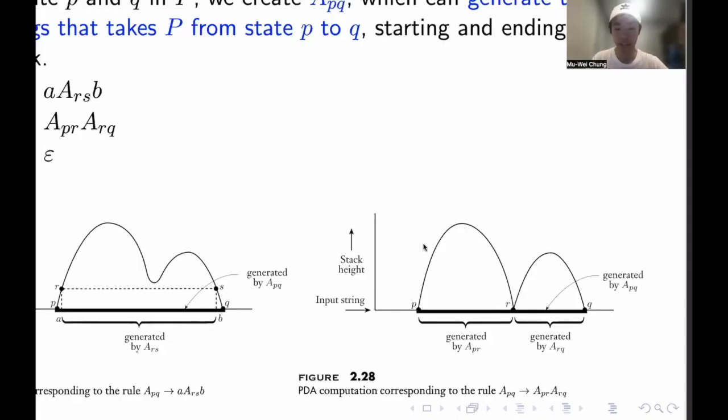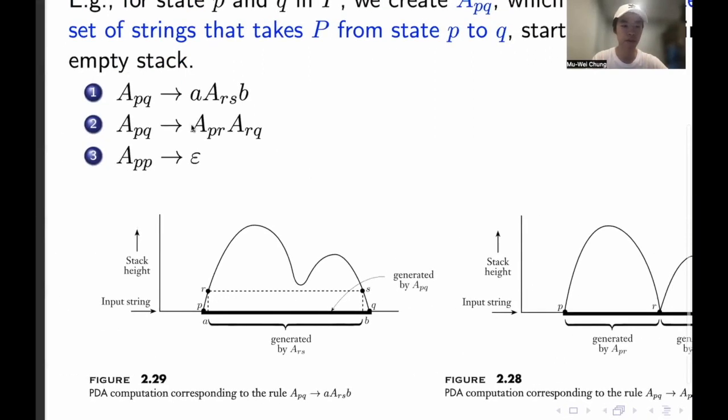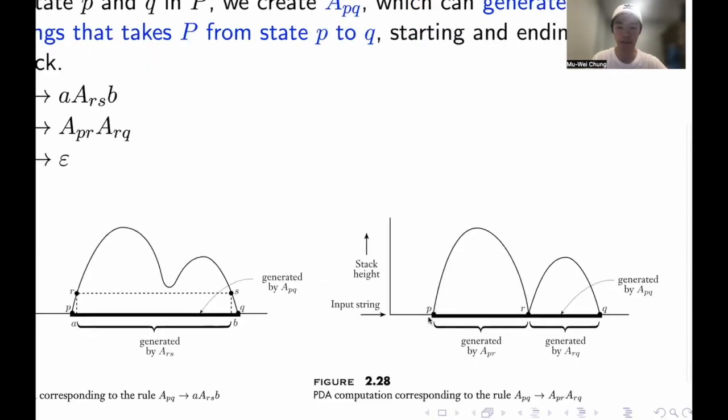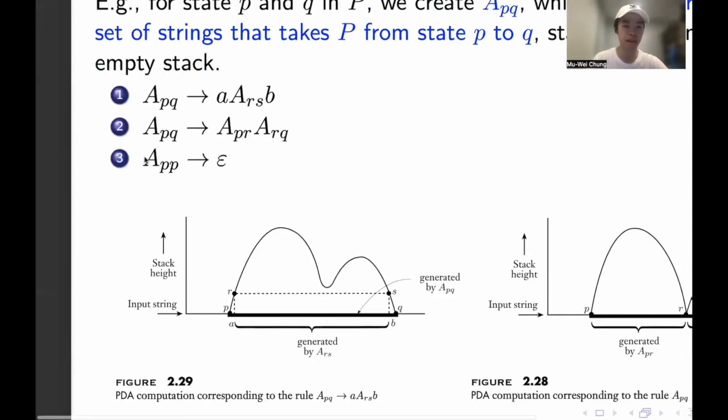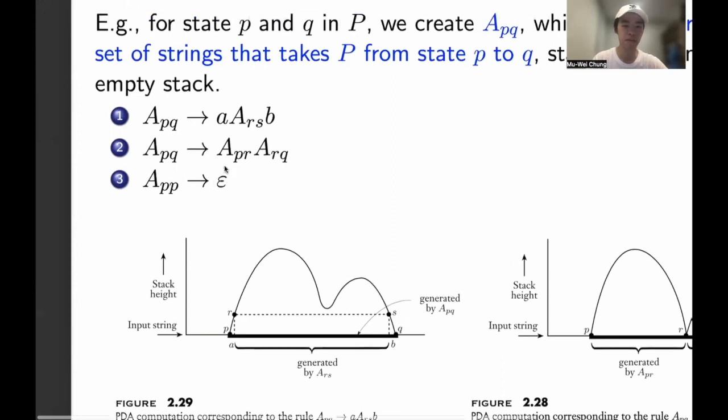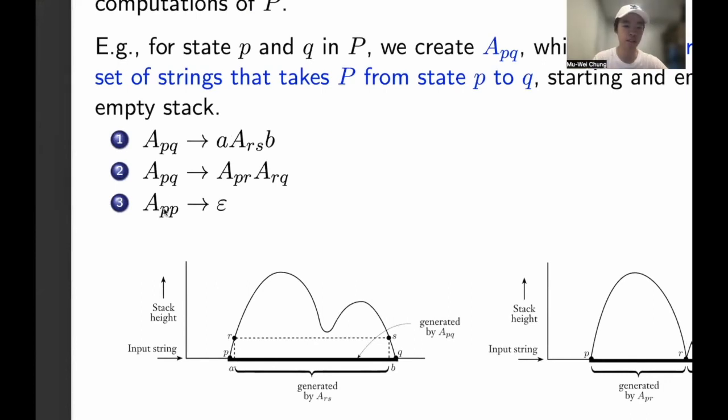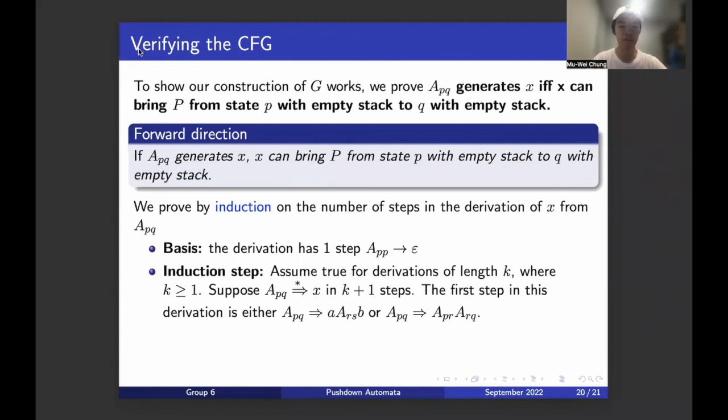And the other case is that the stack is empty during the computation. Let's say the stack is empty at state R. Then we can derive the rule A_PQ derives A_PR A_RQ. A_PR means the set of strings that can take us from state P to R, and A_RQ means the set of strings that can take us from state R to Q. And finally, we also add a rule A_PP derives epsilon, because a pushdown automaton can stay at a state without reading anything.